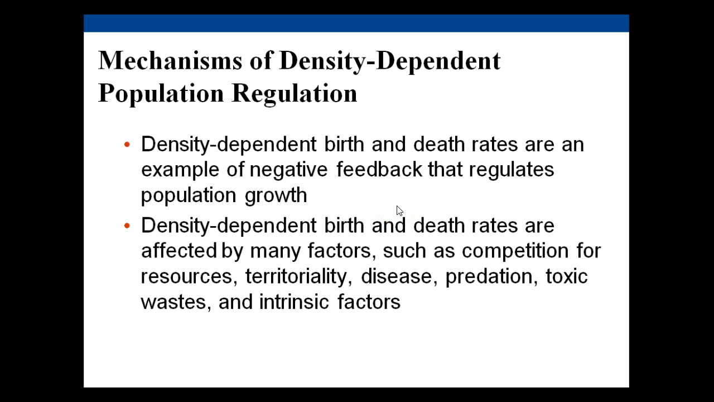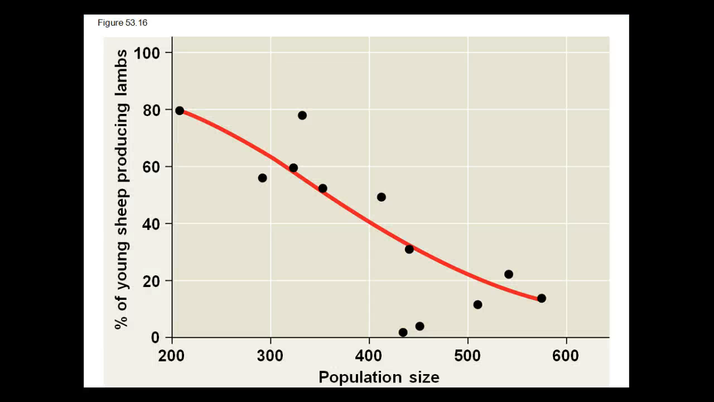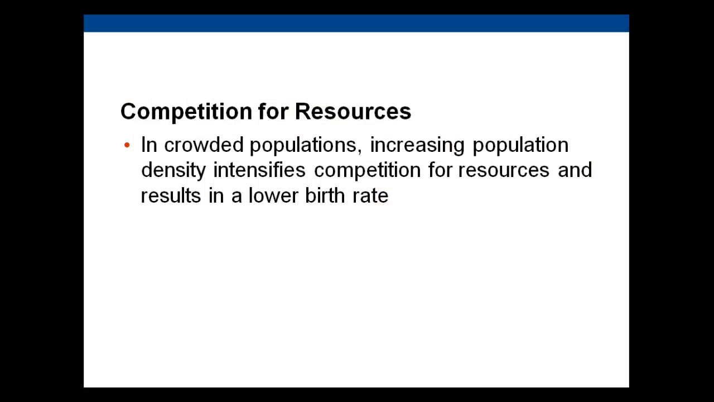So as birth rates increase, death rates, well, birth and death rates are an example of negative feedback that regulates. So as one goes up, negative feedback would be as one goes up, the opposite reaction would take place. Here's your population size as you're coming down. The percent of young sheep producing lambs is going down, for example, in your population size. Again, if this was independent, it would just stay straight across.